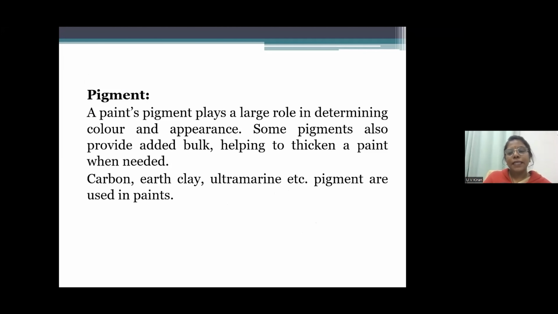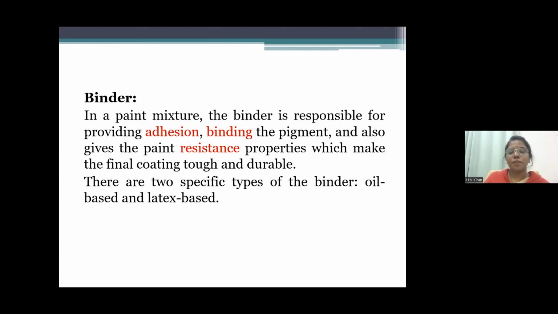The other component of the paint is called the pigment. The color and appearance of the paint is denoted by the pigment. Some pigments provide bulk so that they thicken the paint. Usually the components we have in pigments are carbon, earth clay, ultramarine, etc. These are the usual pigments used in paints.